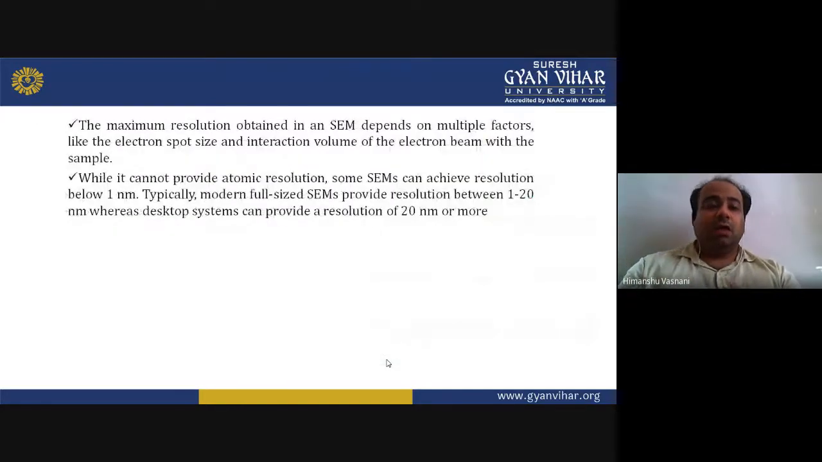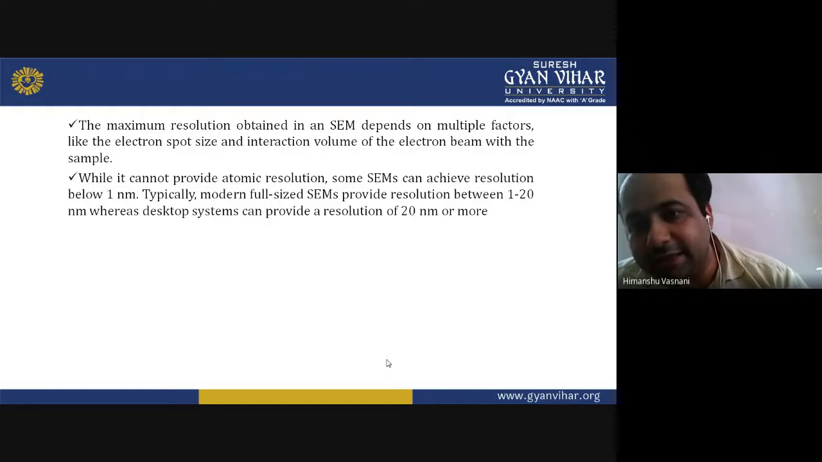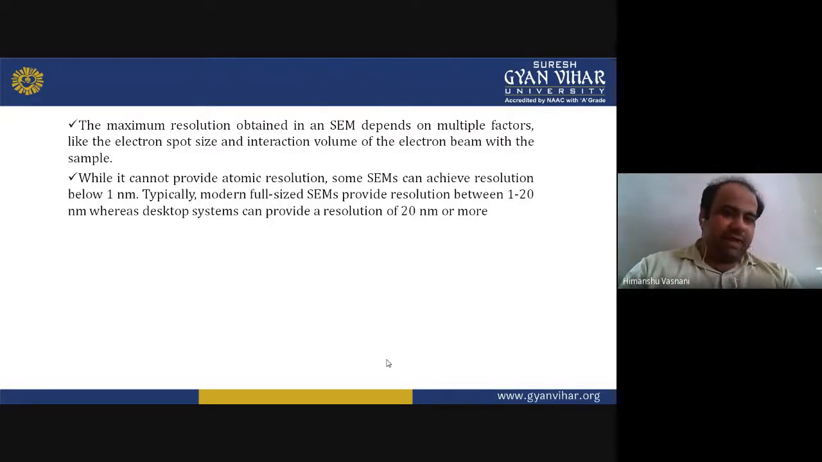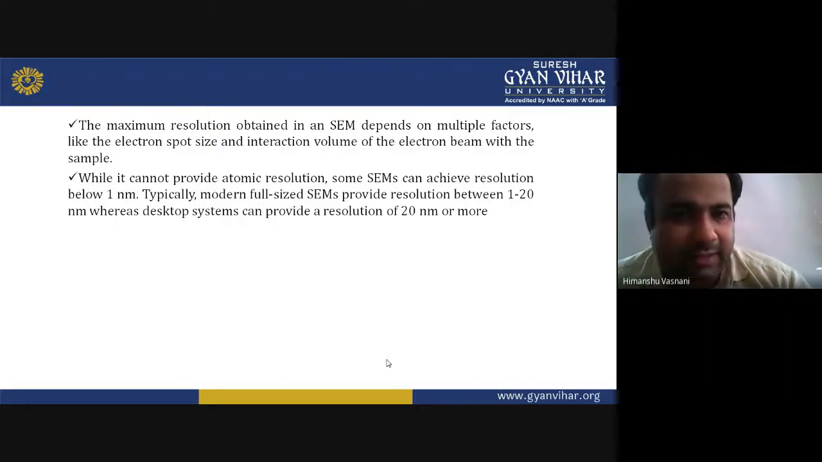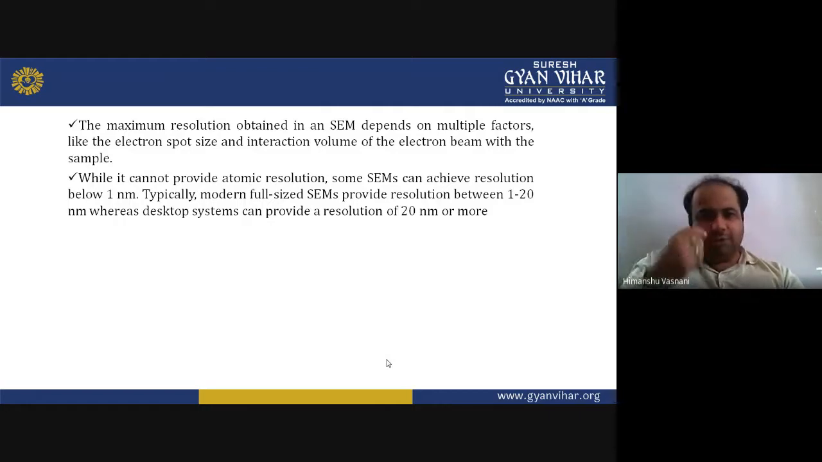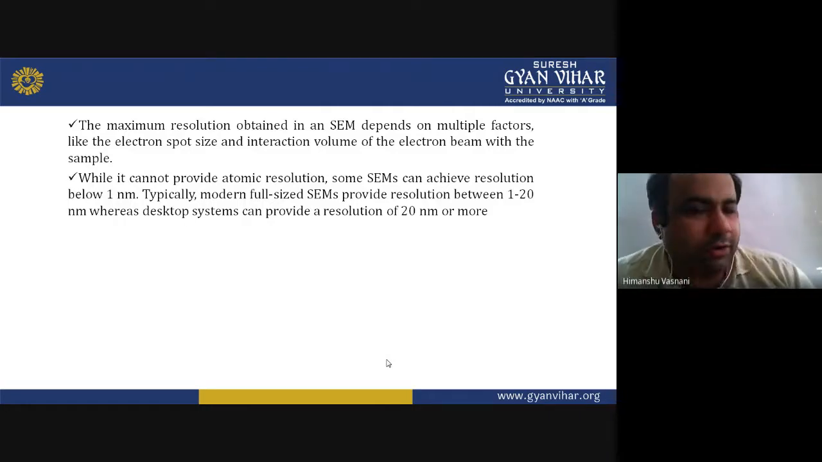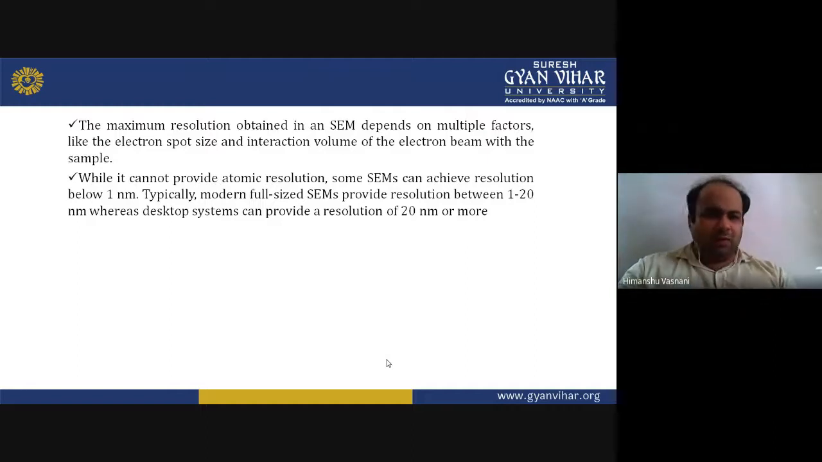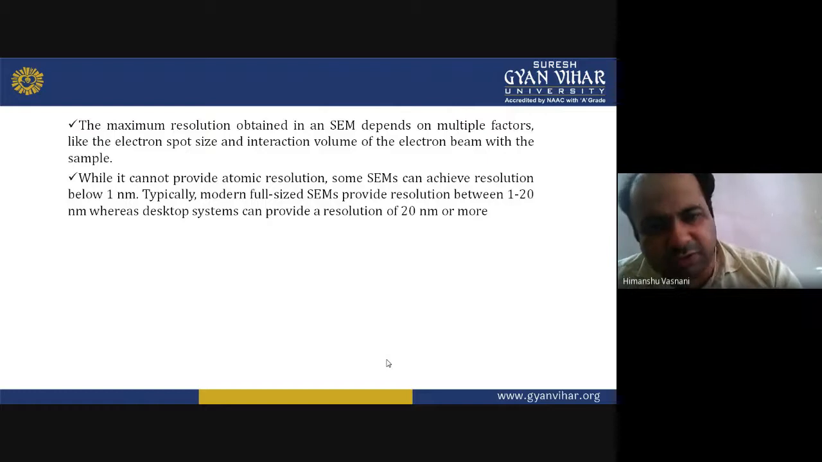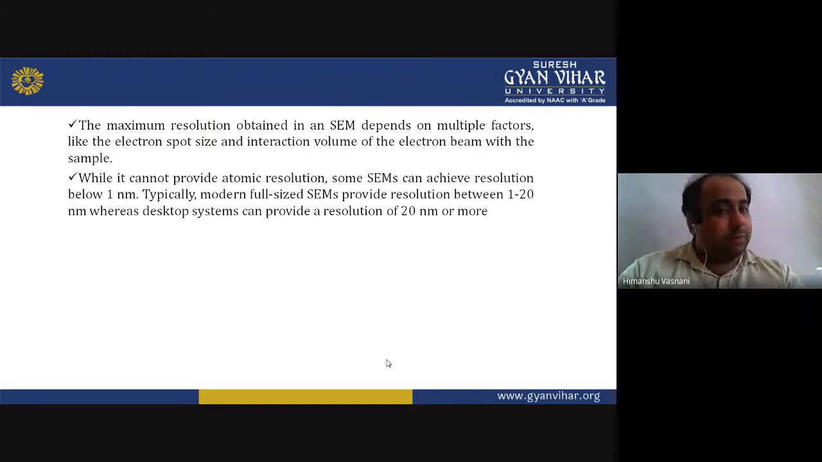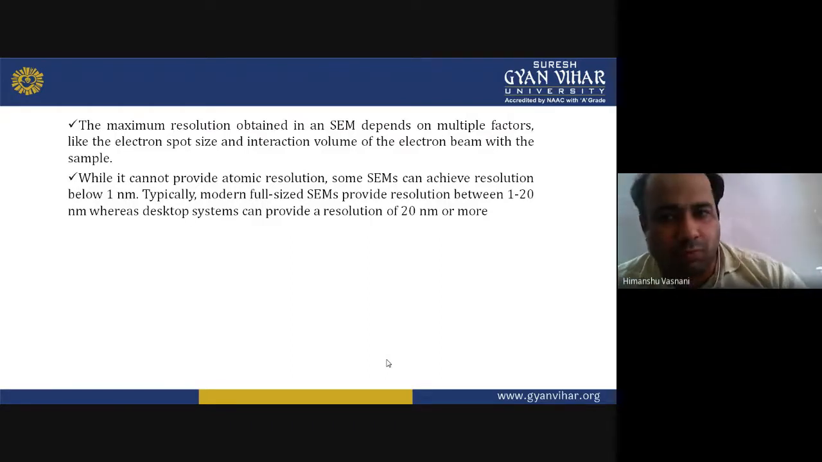Now the maximum resolution obtained in a scanning electron microscope depends on multiple factors like the electron spot size and the interaction volume of the electron beam with the sample. While it cannot provide atomic resolution, some SEMs can achieve resolution below 1 nanometer. Typically, modern full-size SEMs provide resolution between 1 to 20 nanometers, whereas desktop systems can provide resolution of around 20 nanometers or more.